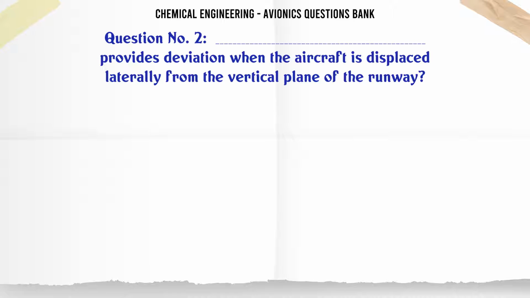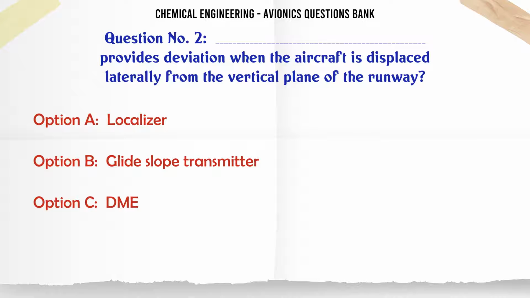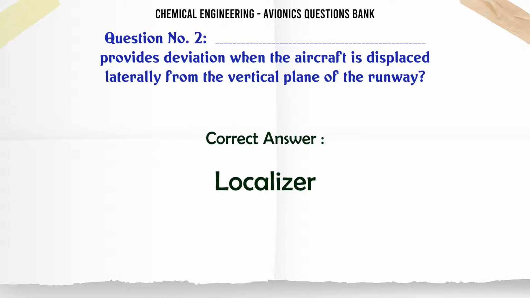Provides deviation when the aircraft is displaced laterally from the vertical plane of the runway. A. Localizer. B. Glide slope transmitter. C. DME. D. Marker beacons. The correct answer is localizer.